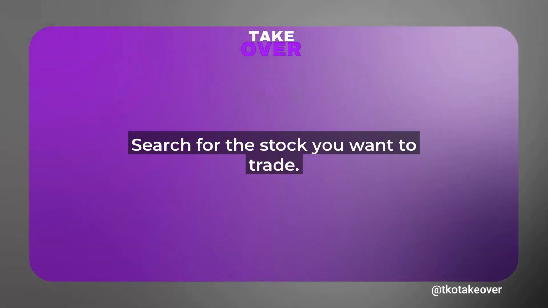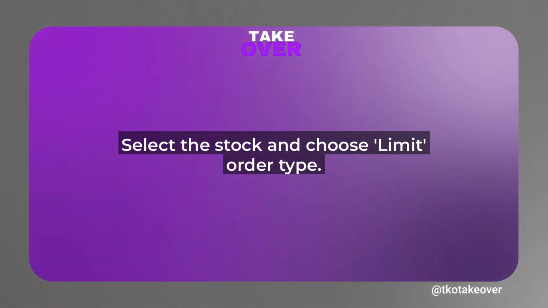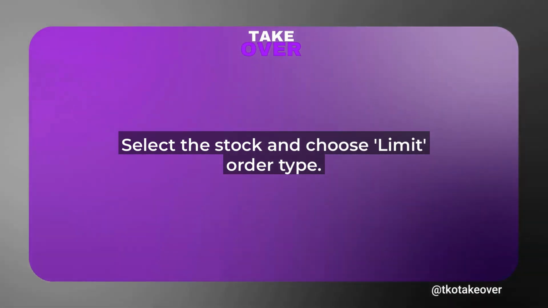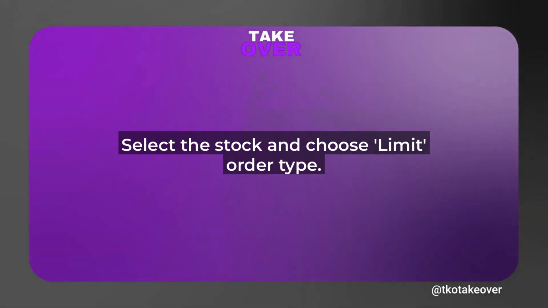Step 1. Open your Robinhood app and log in to your account. Make sure it's updated for the smoothest experience. Step 2. Use the search bar at the top to find the stock you're interested in. Type in the ticker symbol, like AAPL, for Apple, and select it from the results.